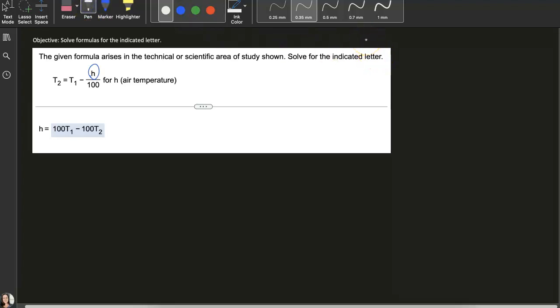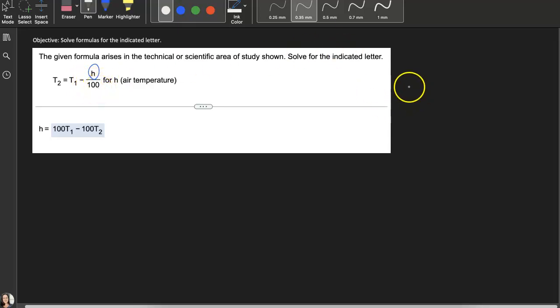In this example, you're asked to solve a formula for the indicated variable. In this case, that variable is h. One method that you can use to decide a good first step to isolate your variable is to first look at what's being done to the variable on that side of the equation. So like in this case, h is first being divided by 100.